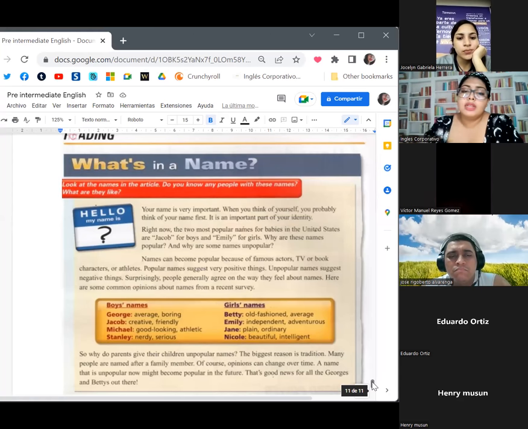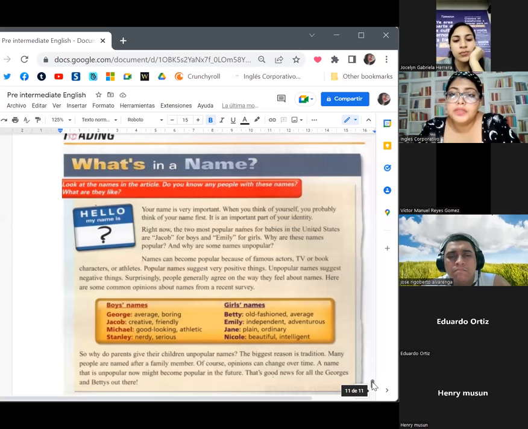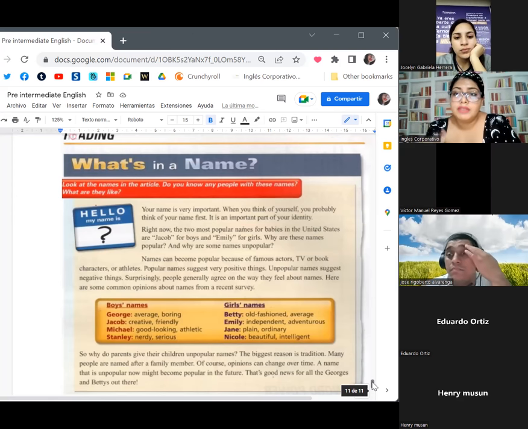Tenemos una pequeña lista de nombres. Boys names: George, average, boring. Dice que es un poco aburrido. Jacob, creative and friendly, creativo y amigable. Michael, good looking and athletic. Michael nos da la opinión de que es alguien que se ve bien y que es atlético.